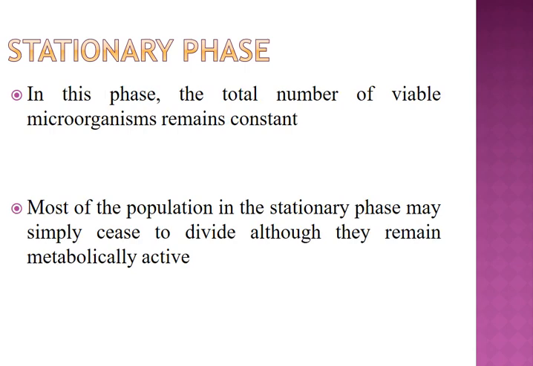Now most of the population in the stationary phase may simply cease to divide, although they remain metabolically active. It doesn't mean that microorganisms are dying. They are still active. The growth ceases, but the microorganisms are metabolically active. They are not dormant. So this is what happens in stationary phase.